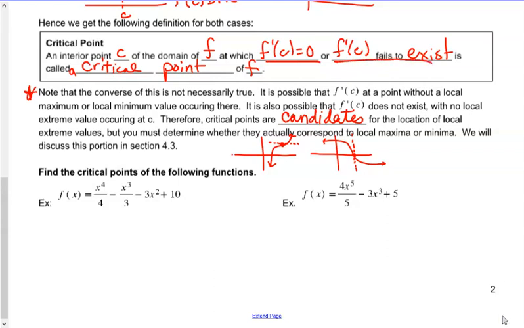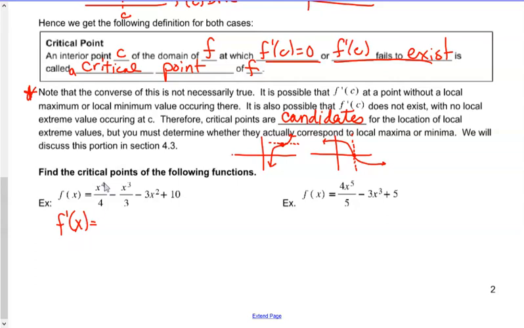Now, this is a polynomial in this first example and the second example. So we know that a polynomial is going to be continuous and differentiable everywhere. So we're going to have a derivative at every spot. It's not going to be one of these situations where it does not exist. We're going to look at where our first derivative equals 0. So we want to take the first derivative.